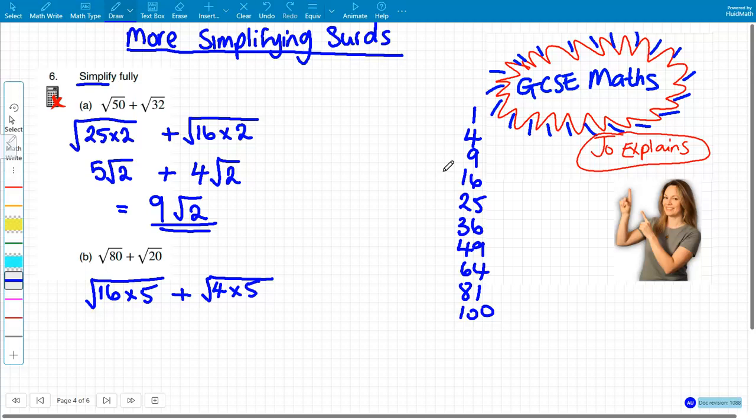And then we need to just separate them like we did up here. So the square root of 16 is 4, isn't it? So 4 times root 5. I don't need to write the times in, because it's easier if we don't. So it's 4 root 5 plus, and then it's 2, the square root of 4, isn't it? So 2 root 5 like that.